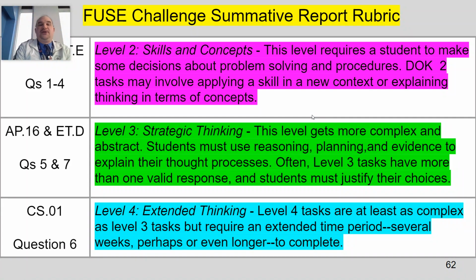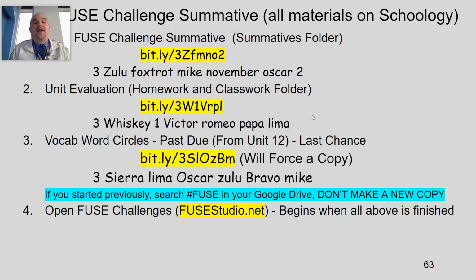You know what the rubric looks like. You know what the depth of knowledge is. So make sure you're answering the questions to the best of your ability, actually using those skills, showing higher level thinking as applicable. And then there is your quiz bit.ly on the screen: 3 Zulu, Foxtrot, Mike, November, Oscar 2. It's also in the summatives folder on Schoology.